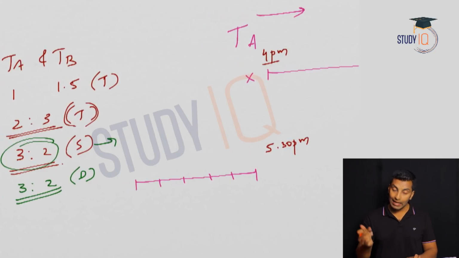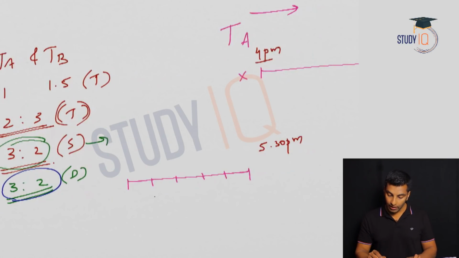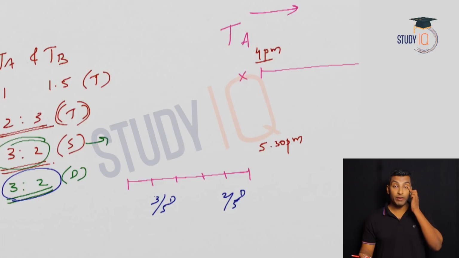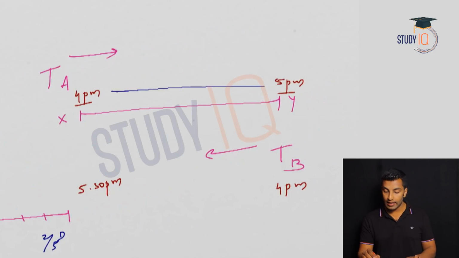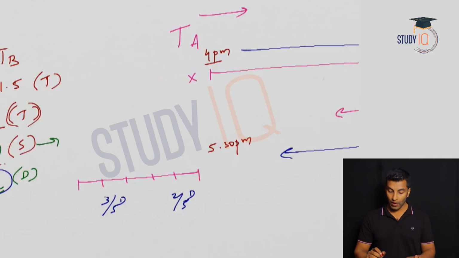So to know where they will meet, we can just use this ratio. The first person, or the first train, will cover 3/5, and the second will cover 2/5 of the distance. Why is the first person covering more? Because he's taking less time, and that means he has more speed. The second person is covering only 2/5 because he has less speed compared to the first person. So the first person will cover the maximum, 3/5 of the distance.